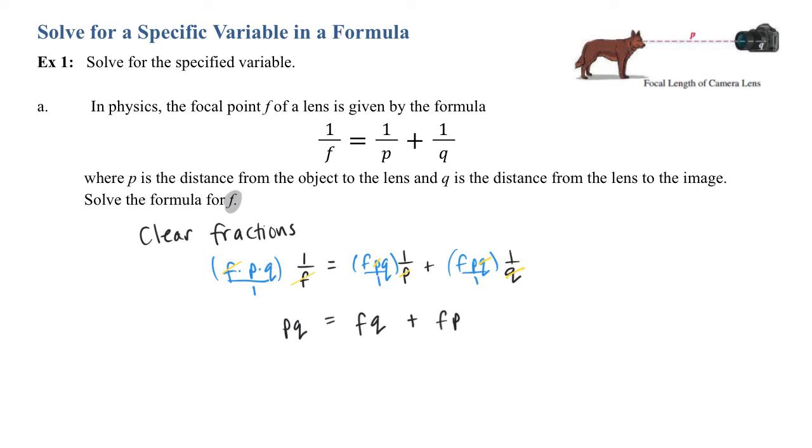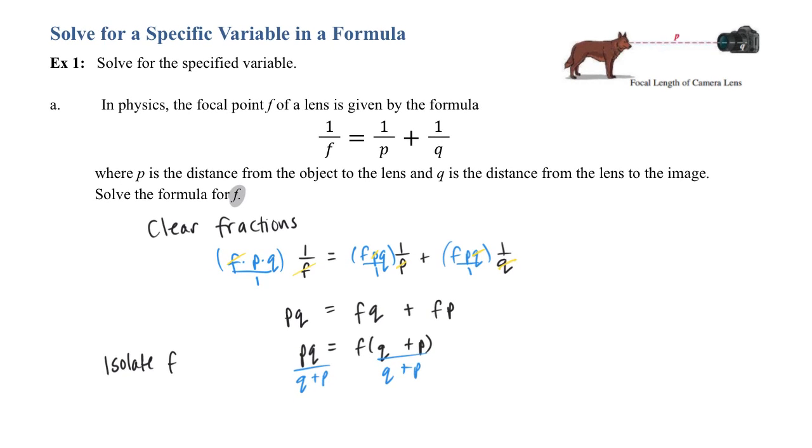So I'll go ahead and factor out my f. So I've got PQ is equal to f times Q plus P. I factored that out, and now I want to just divide both sides by Q plus P so that I can continue to isolate that f and solve for f. Okay, and so then I can write it as, those cancel. So f equals PQ all over Q plus P.